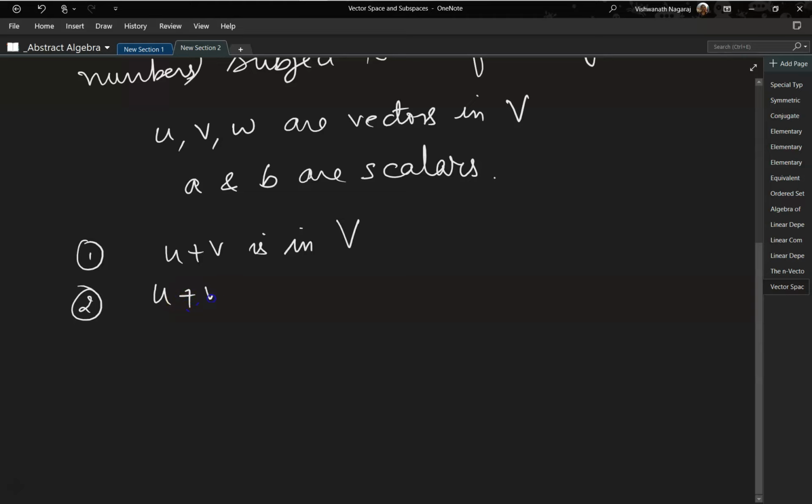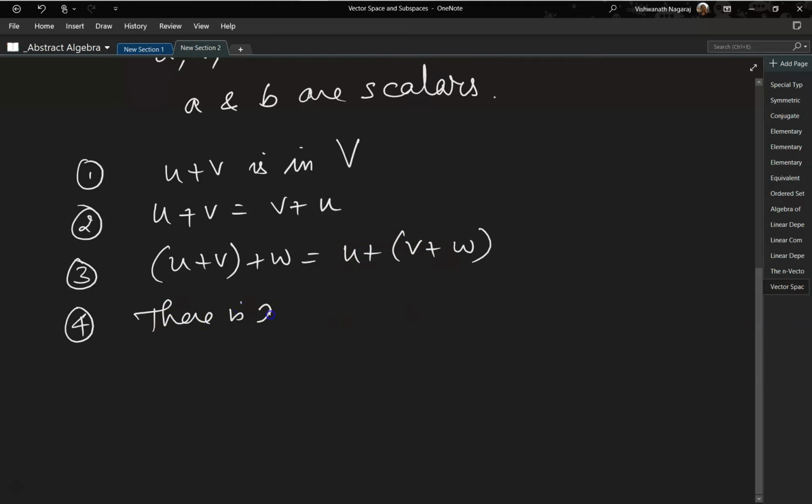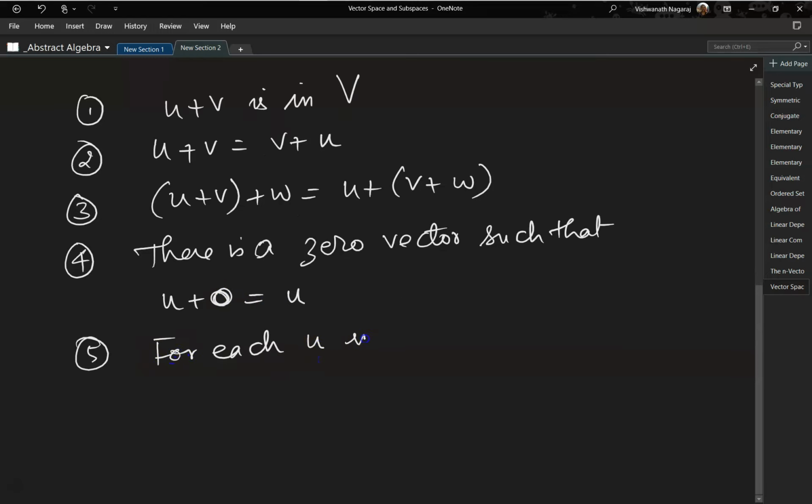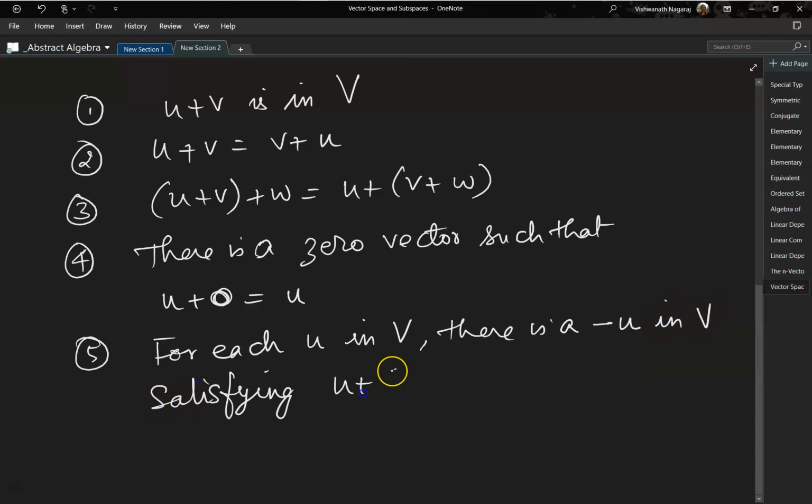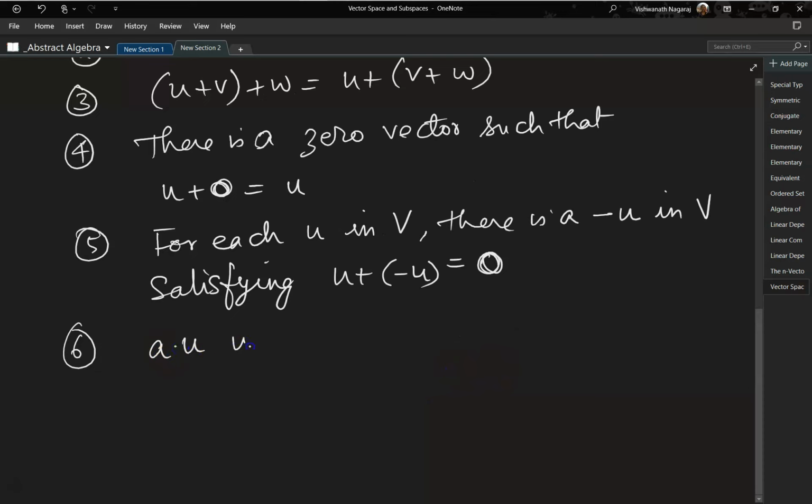u plus v is equal to v plus u. u plus v plus w is equal to u plus v plus w, grouped in either order. There is a zero vector such that u plus 0 is equal to u. For each u in V, there is a minus u in V, satisfying u plus minus u is equal to 0. Okay, a times u is in V, a vector multiplied with a scalar.